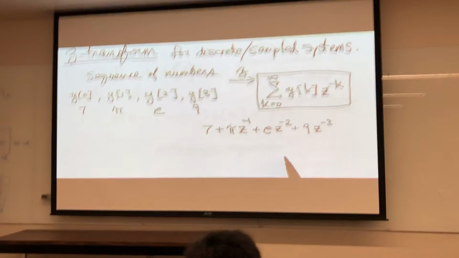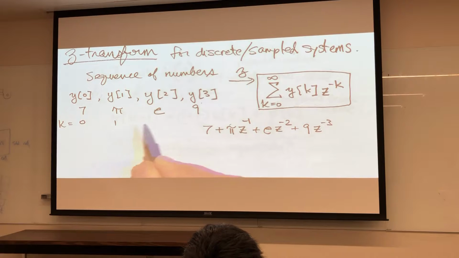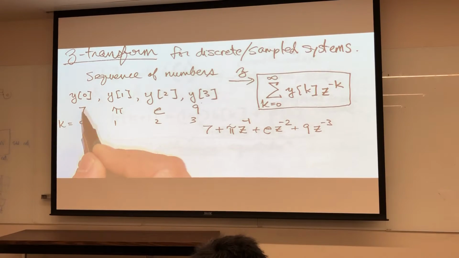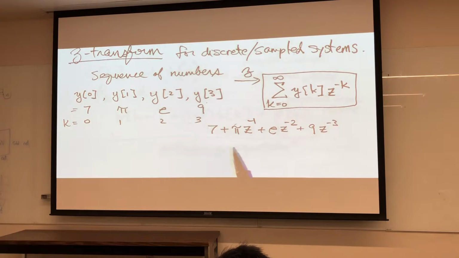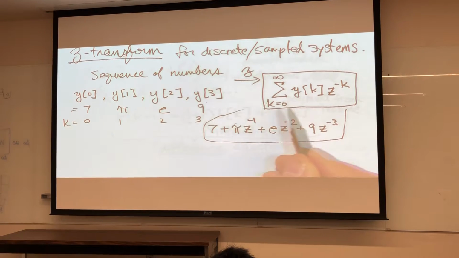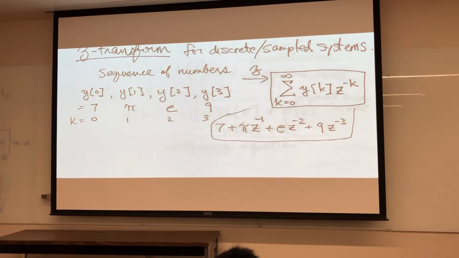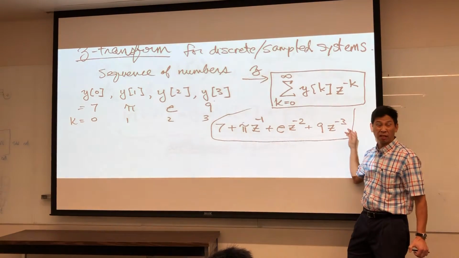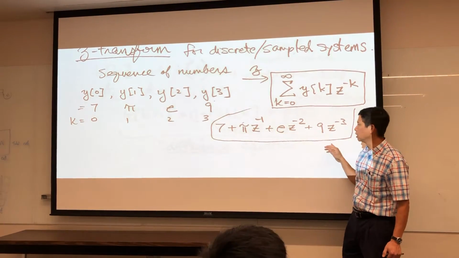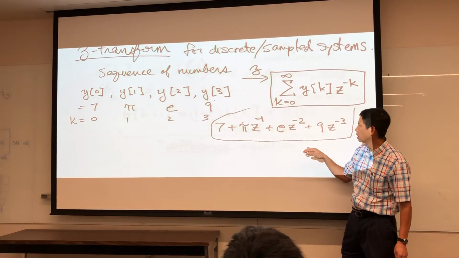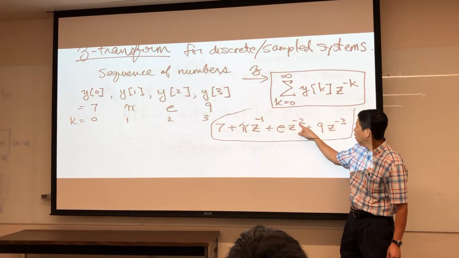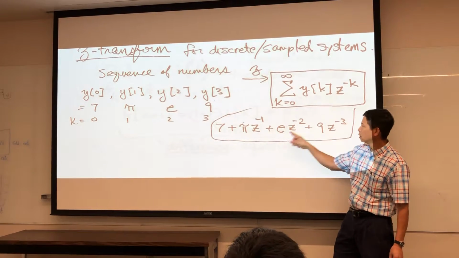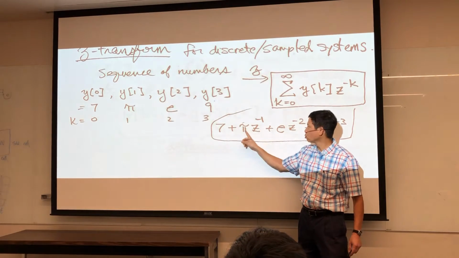So this was the sequence of numbers in k. This was k equal to 0, 1, 2, 3. These were the y of k's. Okay. And this here is the Z transform of that sequence. So that's the basic definition. And then if I wanted to recover the original sequence, if it's written out explicitly in this form, then we can just say, okay, this is y of 2, this is y of 3, this is y of 0. Okay, these were their actual values.